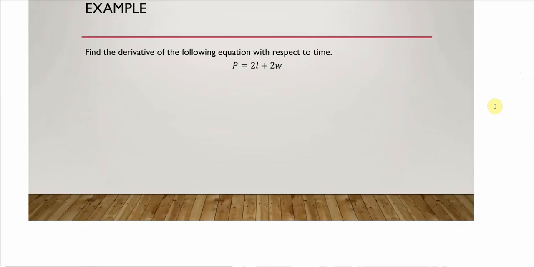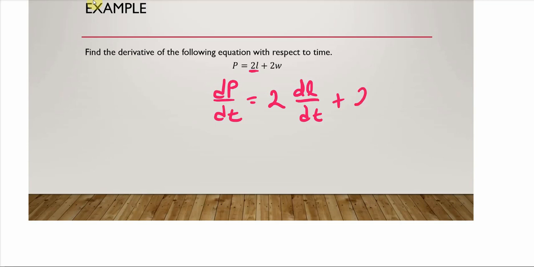Okay? So let's do some quick derivatives here with respect to time. Well, the derivative of p is going to be dp over dt. I have to include that. Now, what's the derivative of 2l? Well, it's going to be 2 dl over dt plus the derivative of 2w is 2, and then I have to multiply that times dw dt.